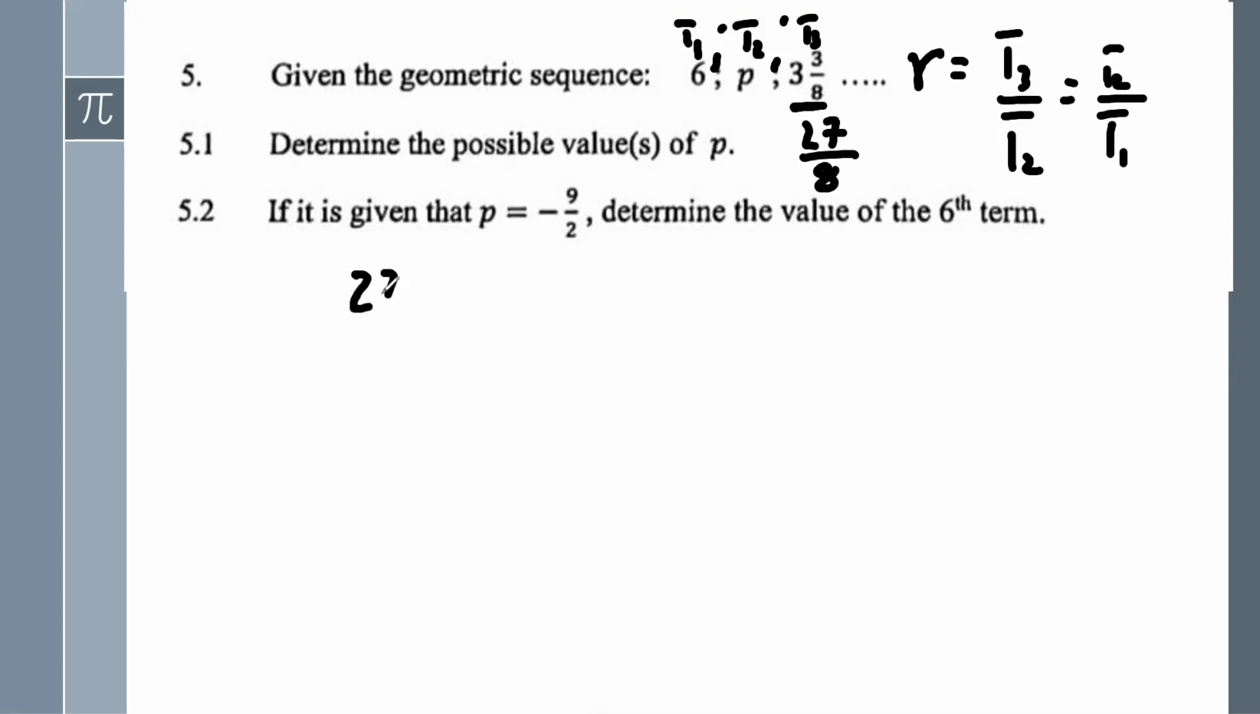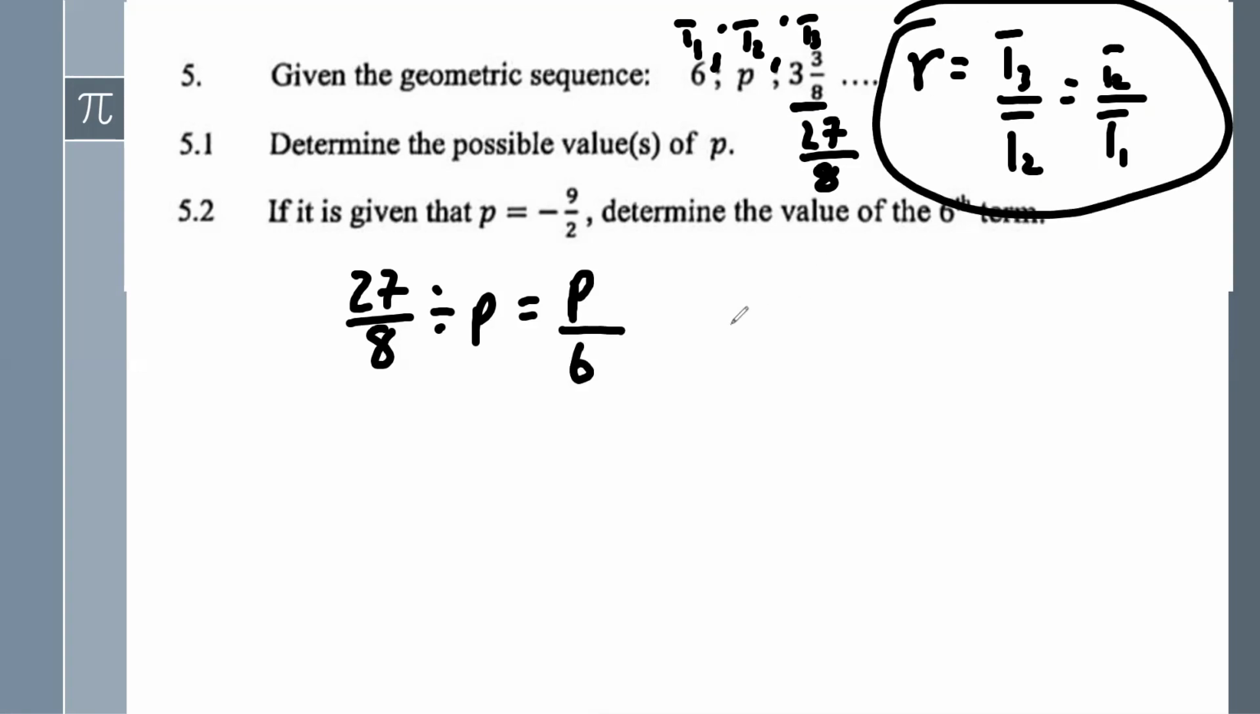So I have 27 over 8. The fraction is definitely a problem. This has to be divided by P, and this is equal to P over 6. I'm just substituting in this lovely equation.